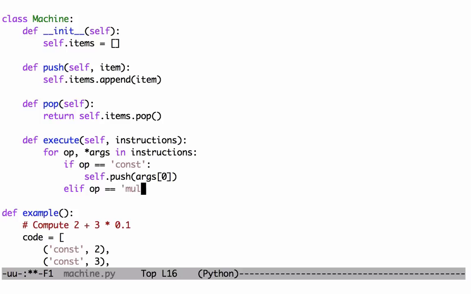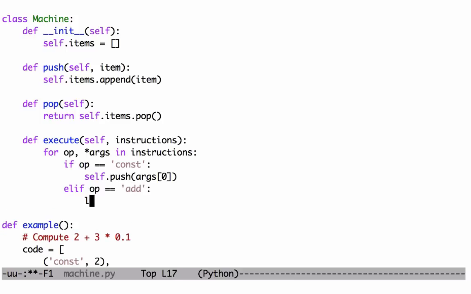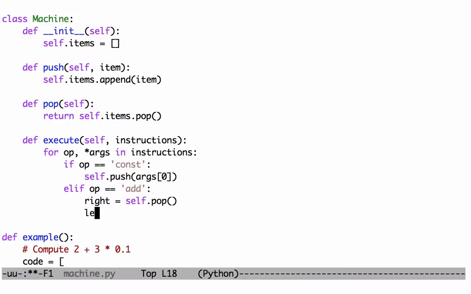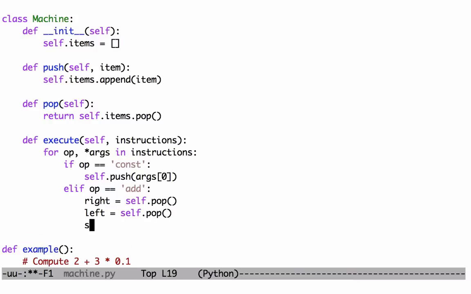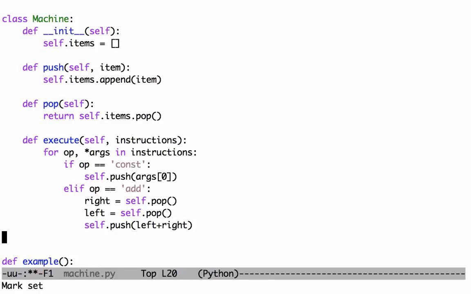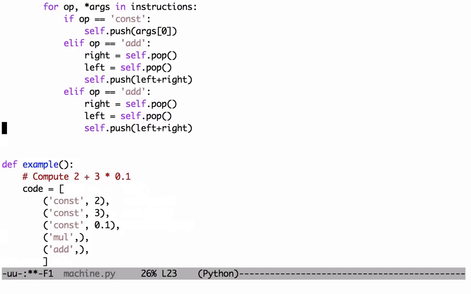If op is add, for instance, maybe you pull things off the stack. You get the right thing off the stack, you get the left thing off the stack, and then maybe you put the result back onto the stack. So self.push(left + right). You can do the same thing for a multiply instruction. Okay, so you take that code, do multiply, and all of a sudden you're on the way to making a little machine here.